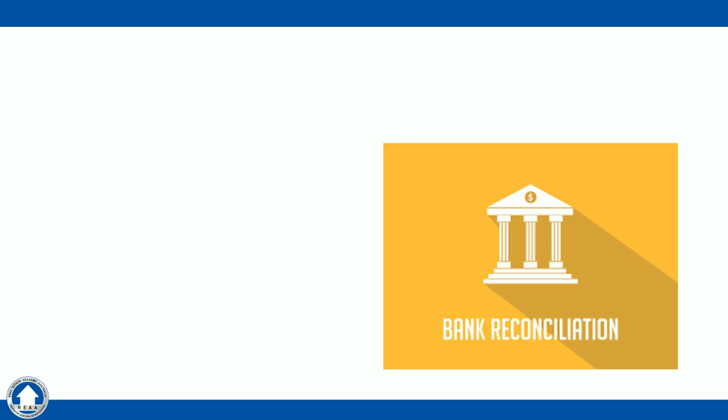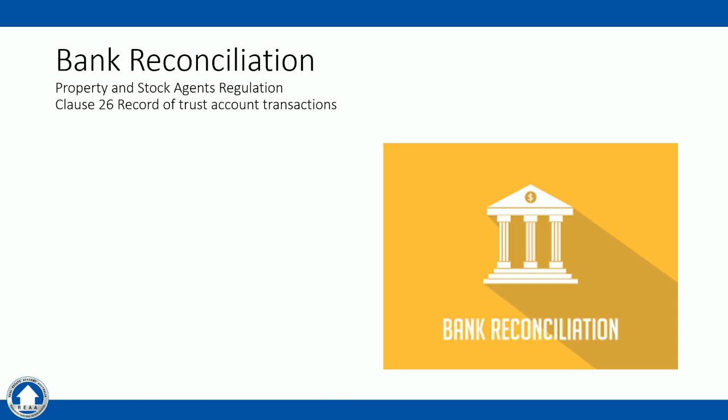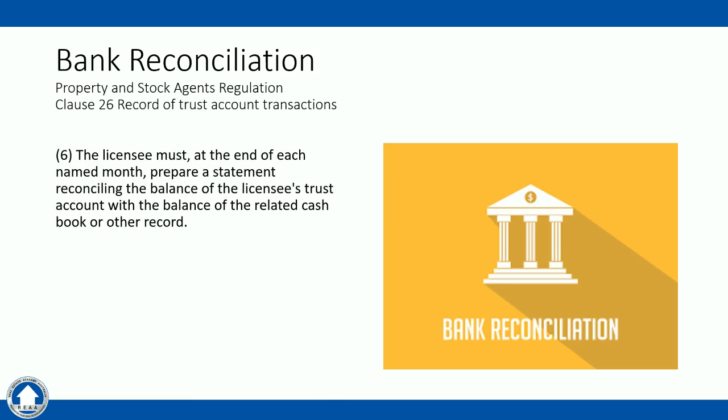In simple terms, a bank reconciliation ensures that the amounts showing in the trust bank account and the amounts in the trust account cash books are the same. In the legislation, bank reconciliations are covered under the Property and Stock Agents Regulation 2014, Clause 26, Records of Trust Account Transactions, which states under 6, the licensee must, at the end of each named month, prepare a statement reconciling the balance of the licensee's trust account with the balance of the related cash book or other record.